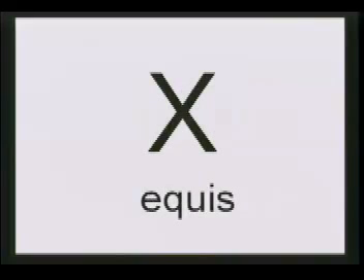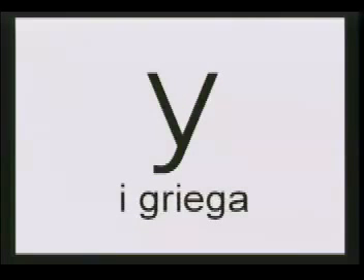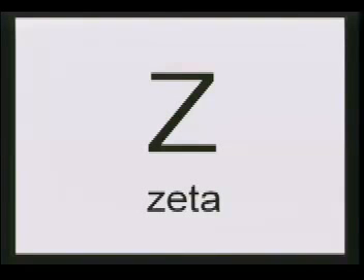The next letter is X, X, and its sound is X. Next is Y. Its name is griega. Griega. And that literally translates into a Greek I. And the sound that the Y makes is E. And the last letter, zeta. Zeta. And its sound is S.